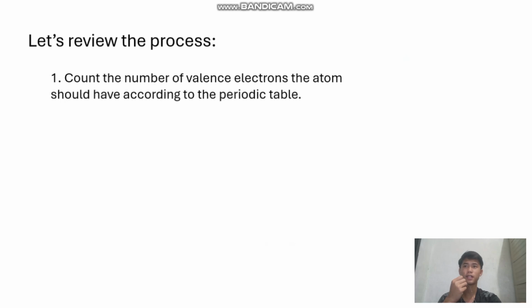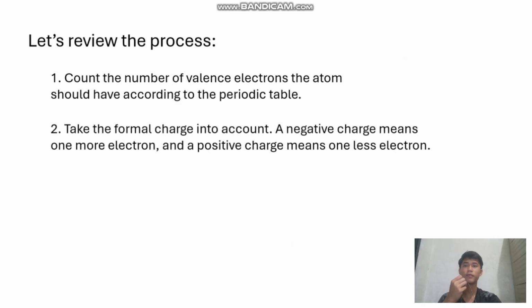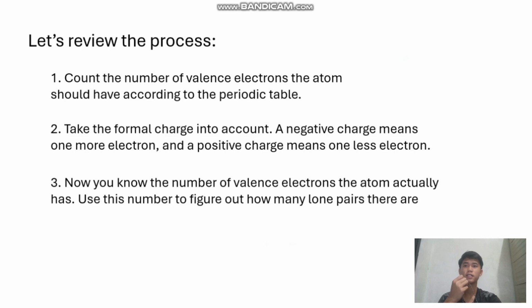So let's review the process. First, count the number of valence electrons the atom should have according to the periodic table. Second, take the formal charge into account. A negative charge means one more electron and a positive charge means one less electron. Third, now you must know the number of valence electrons the atom actually has. Use this number to figure out how many lone pairs are there.